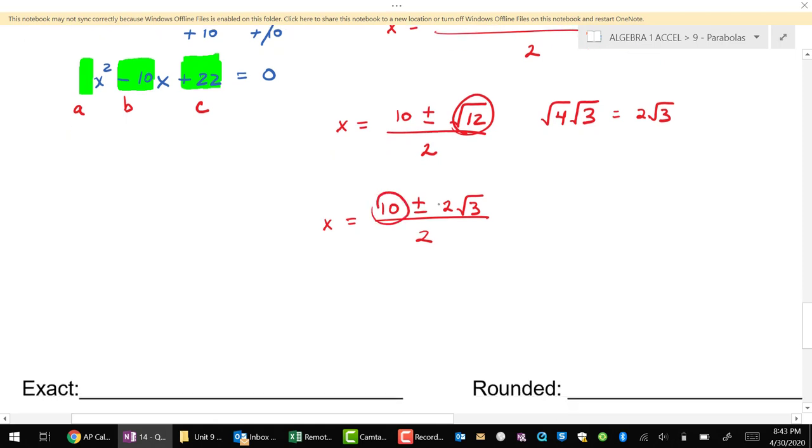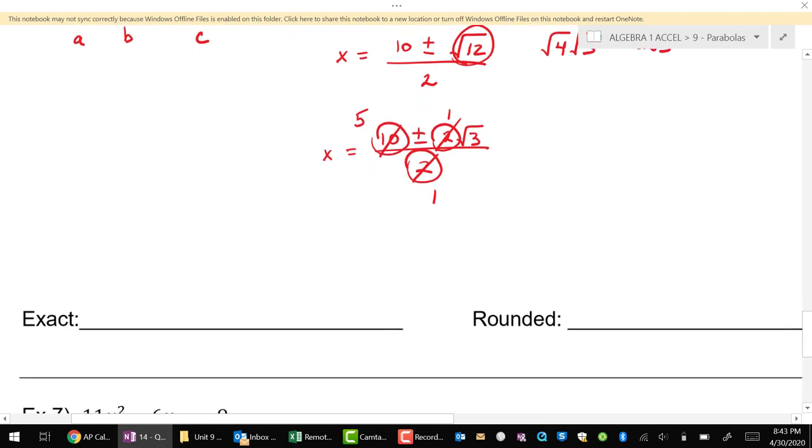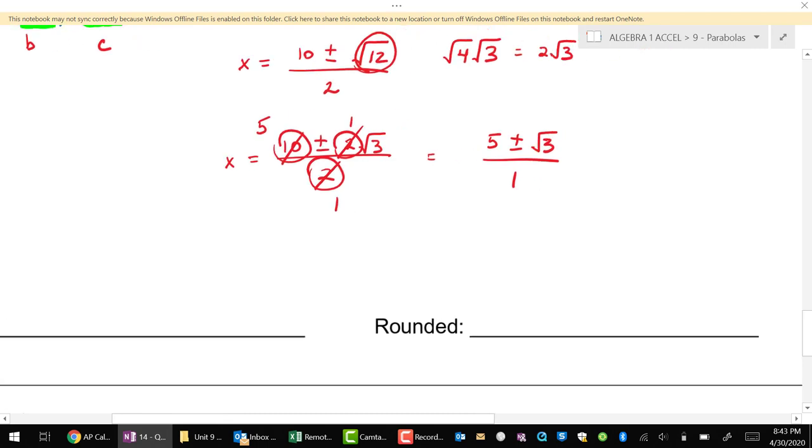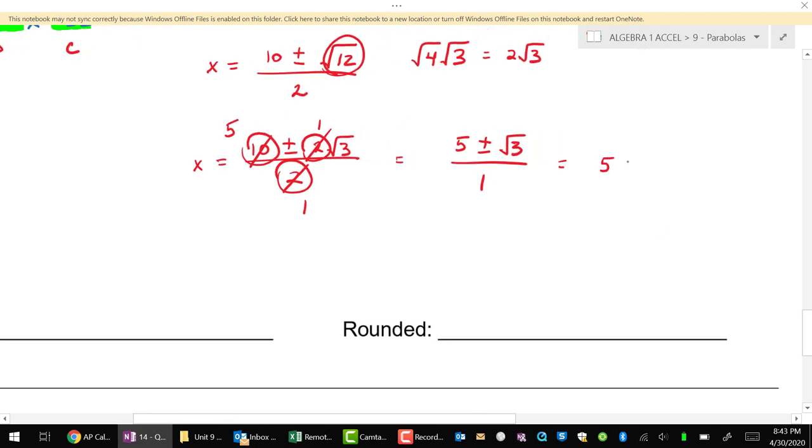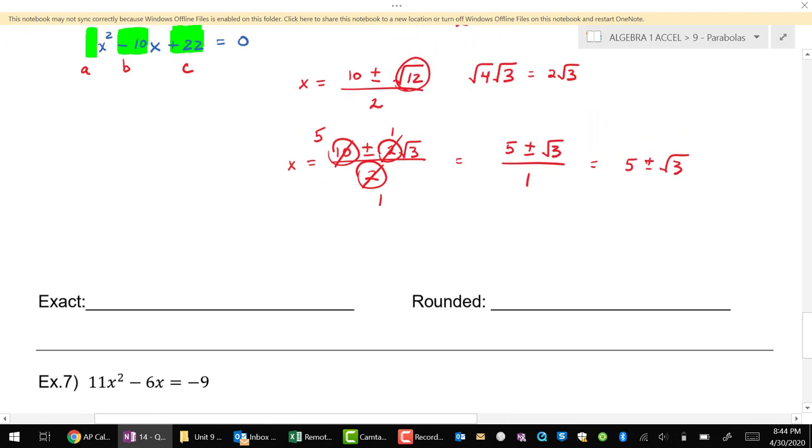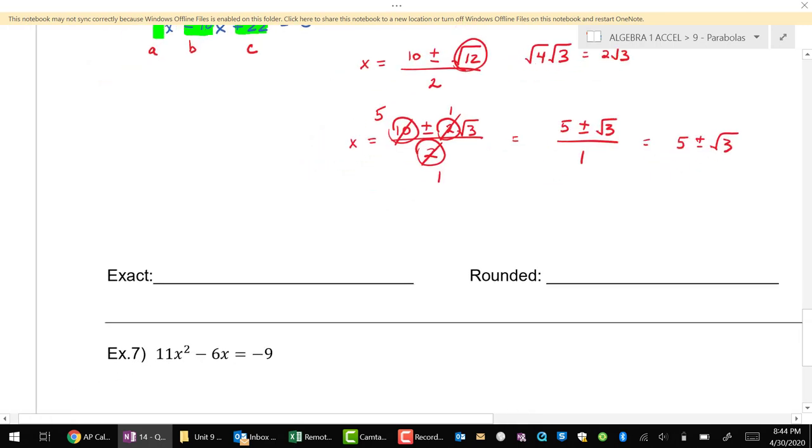Let's make Mickey Mouse here with my 3 numbers. What number goes into Mickey Mouse? How about 2? Final answer: 5 plus or minus 1 root 3 all over 1. And of course, we're not going to write that over 1. We'll just say 5 plus or minus root 3. And again, those are 2 numbers. 5 plus root 3 is one solution. 5 minus root 3 is the other solution.